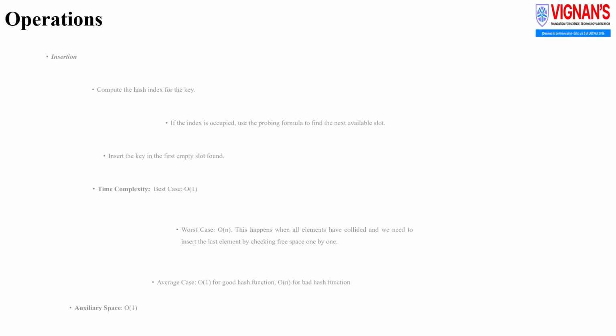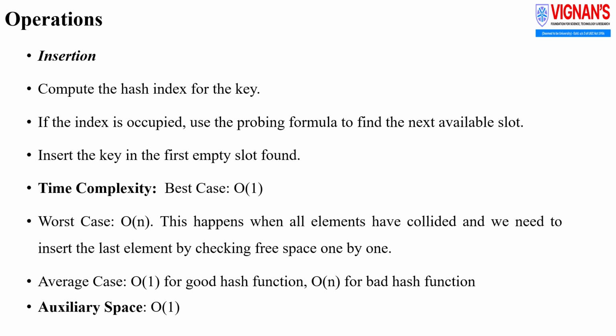Operations: insertion. First, compute the hash index for the given key. If the computed index is already occupied, apply the probing formula to find the next available empty slot. Continue probing until the first empty position is found. Then, insert the key into that empty slot.